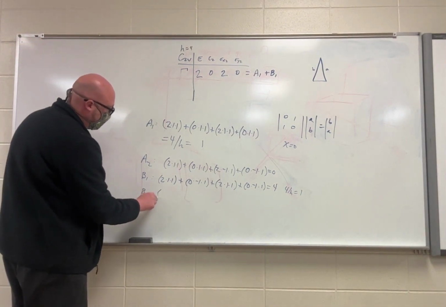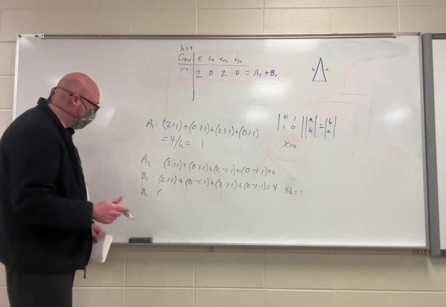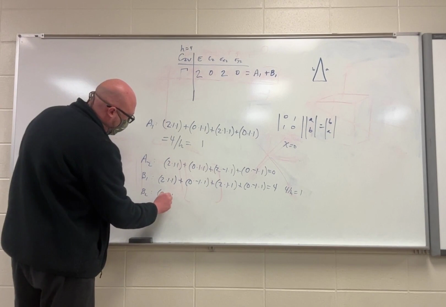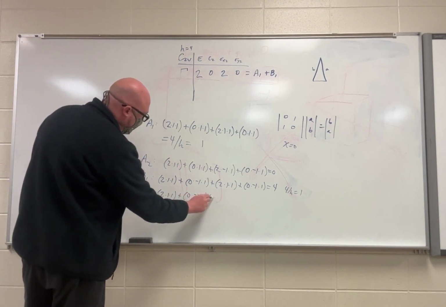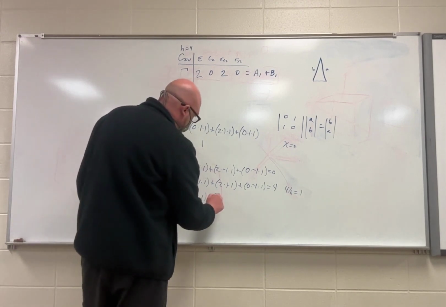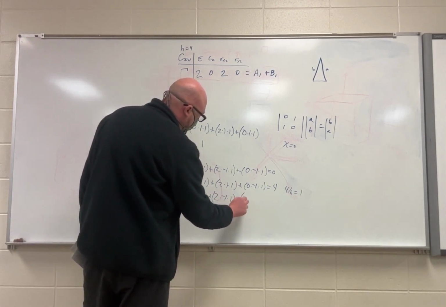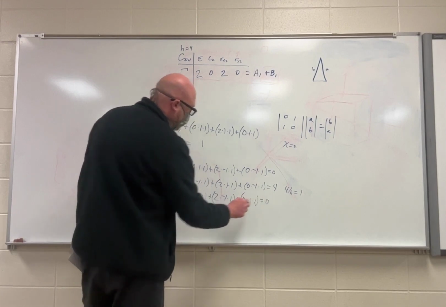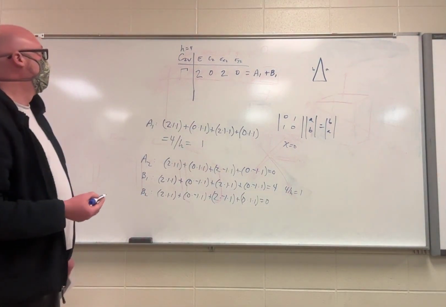It should equal 0. The characters for B2 are 1, minus 1, minus 1, 1. So we get 2 times 1 times 1, plus 0 times minus 1 times 1, plus 2 times minus 1 times 1, plus 0 times 1 times 1 equals 0. So as expected, there are no B2s. All right?